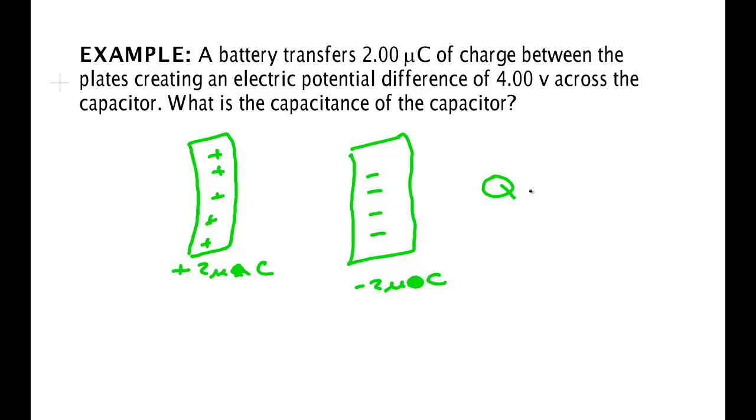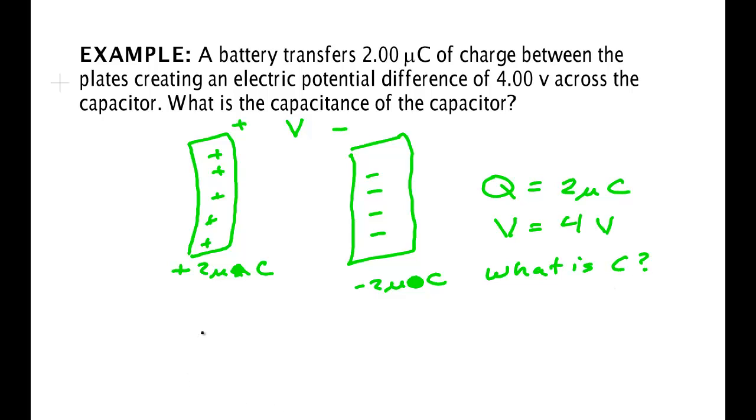So the total Q is always 0. When we're talking about the Q, we mean the charge on one plate, the positive plate: 2 microcoulombs. The voltage difference, it says, from here to here is 4 volts. And it asks you, what is the capacitance?